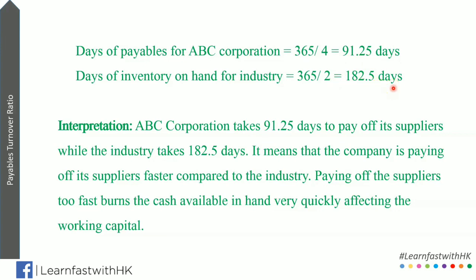Once again, we can say that the industry is paying off its suppliers in 182.5 days, or 6 months, while ABC Corporation is doing that in 91.25 days. It again points towards a faster level of payments by ABC and probable burnout of cash and lower working capital. Both payables turnover ratio and days of payables always provide the same result.